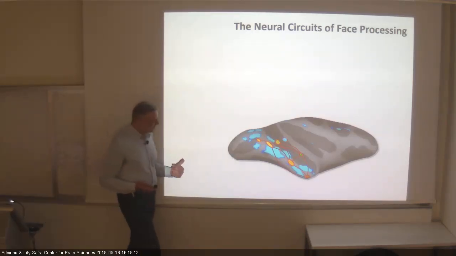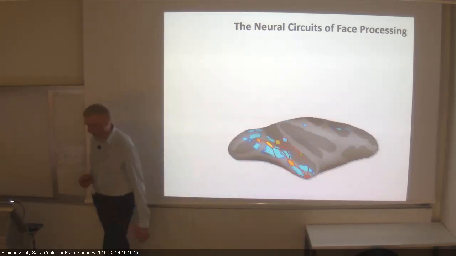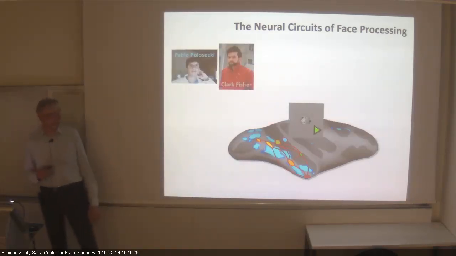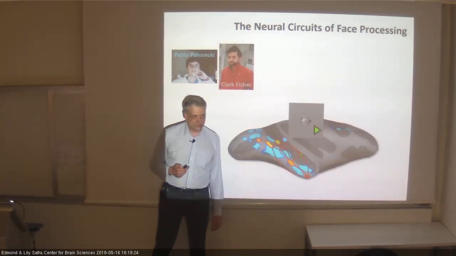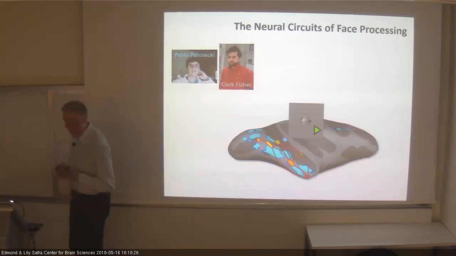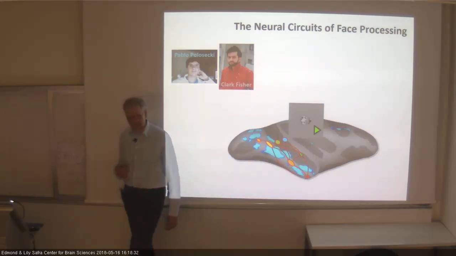And it turns out that the different nodes in this network have different functional properties, which I'm indicating here by different colors. So for example, Pablo Polosecki and Clark Fisher, two grad students in the lab, found a seventh face area that is selectively activated by natural facial movement. And also in the other areas, as indicated here by the different colors, we have different functional specializations.